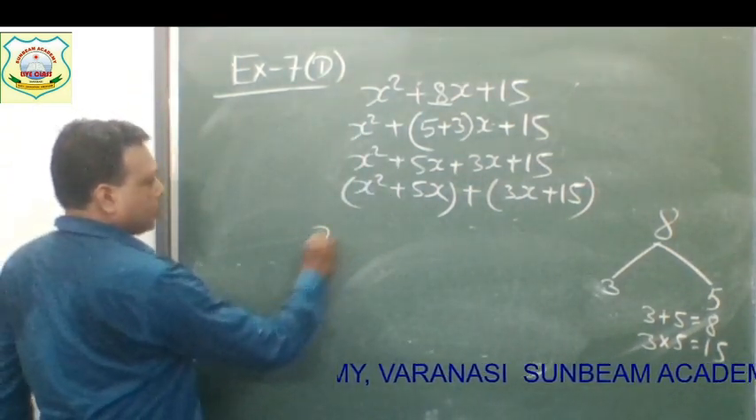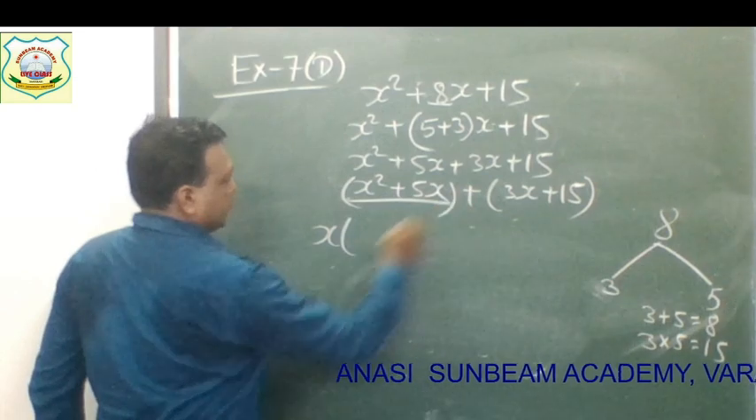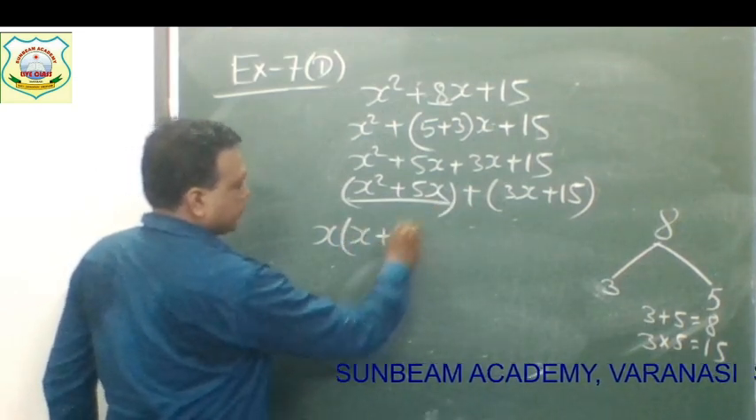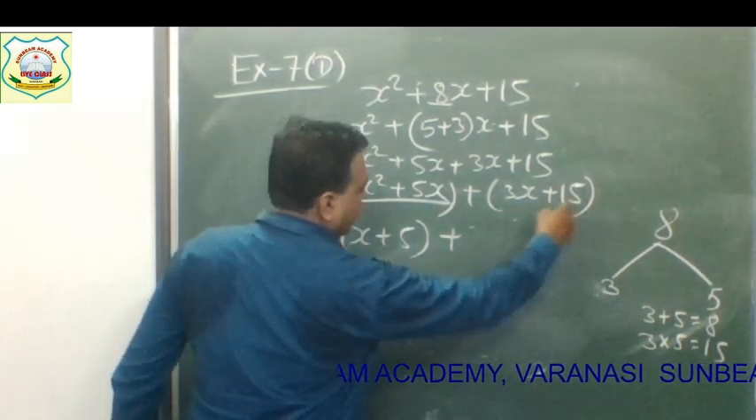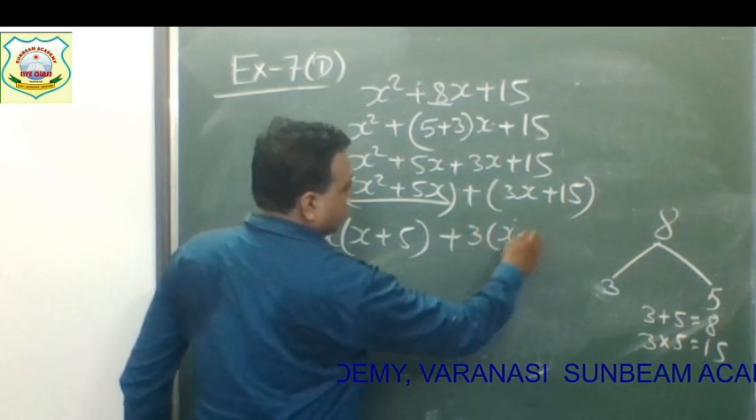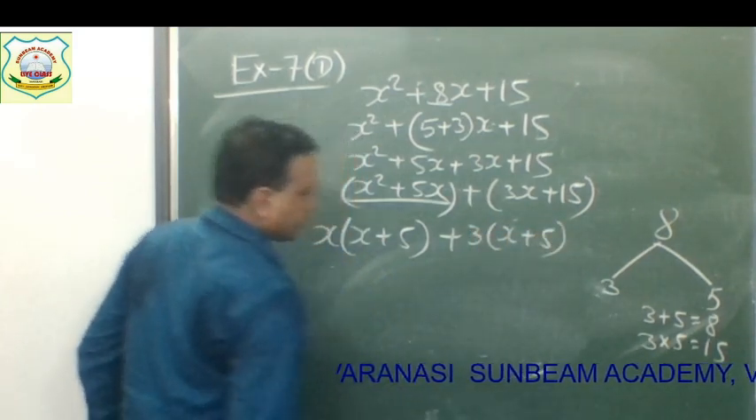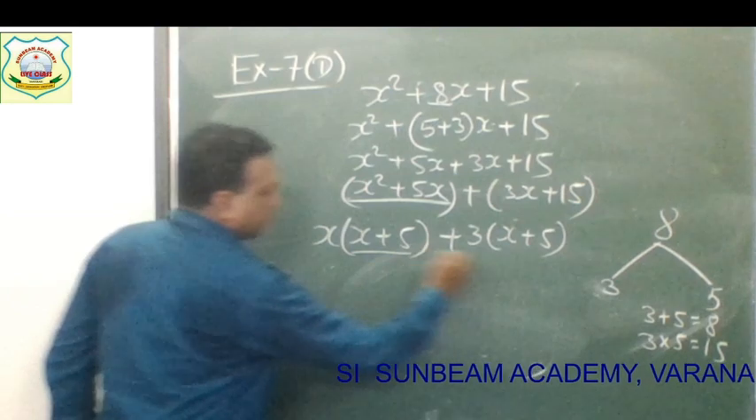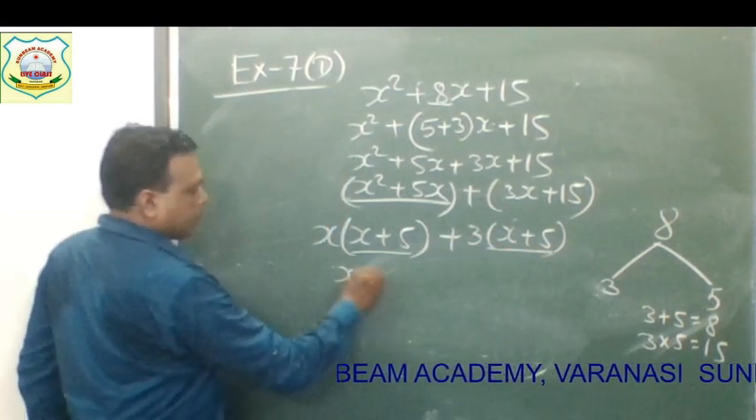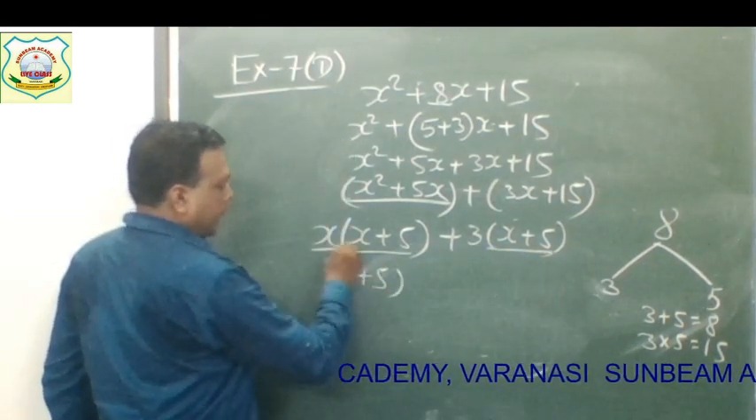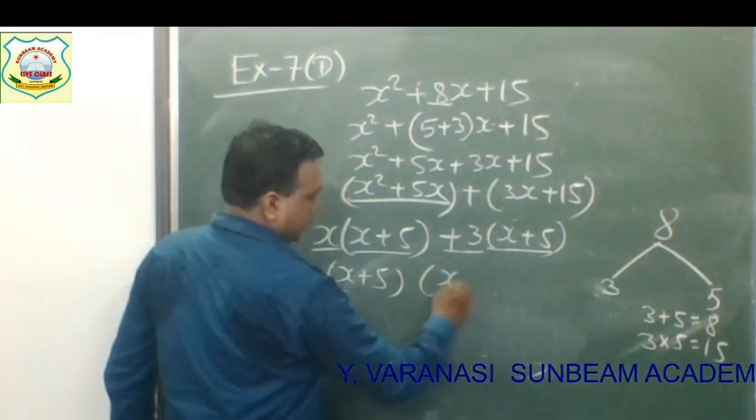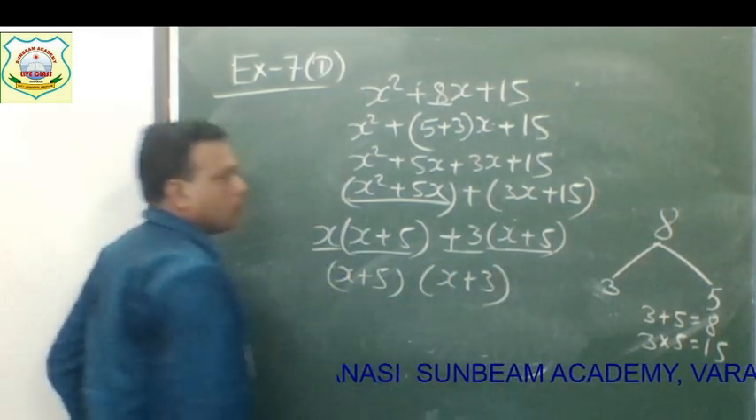From this we take x common, x plus 5 will come, plus 3 can divide 15, so we take 3, x plus 5. It is like the same exercise 7A. With x plus 5 as a common factor, we take x plus 5 common, and what will be left? x plus 3. It will be your answer students.